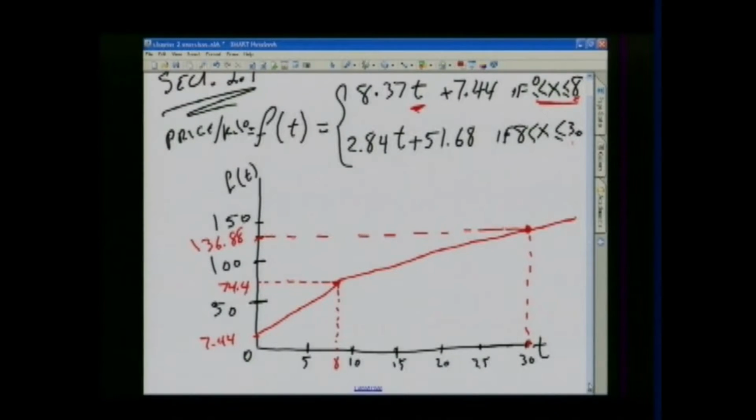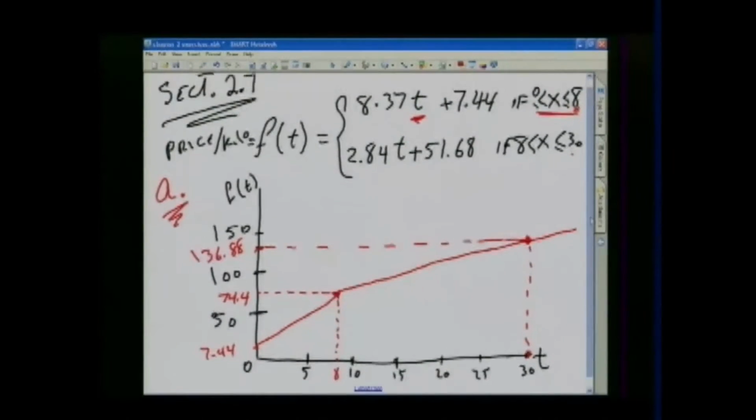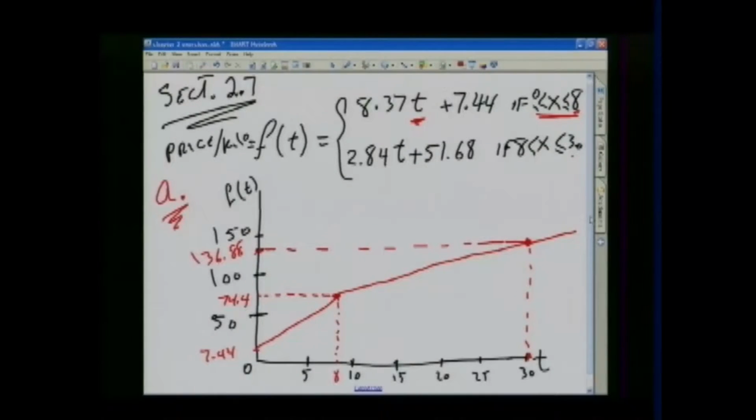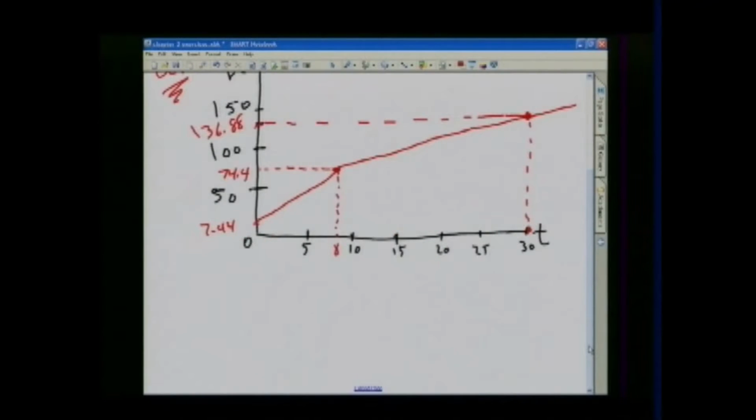Part B, this was part A. Part B says, what was the price of ivory at the beginning of 1970? The beginning of 1970 means that t is equal to 0. We already calculated that. You use the first function and the price of ivory would be 7.44 in 1970.